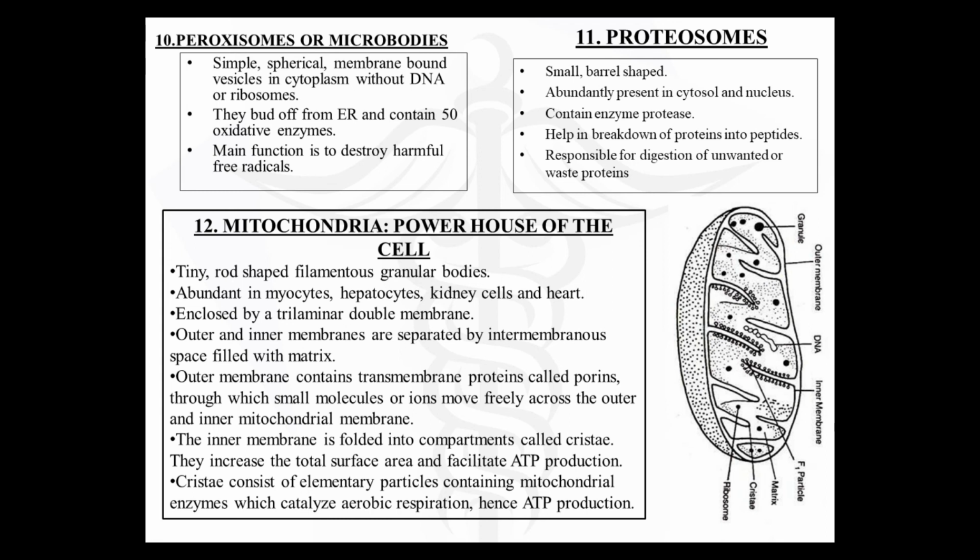Cristae increase the total surface area of the inner membrane and facilitate ATP production. The cristae of the inner membrane consist of several knob-like particles called elementary particles containing mitochondrial enzymes. These enzymes catalyze aerobic respiration reactions which result in ATP production. Since mitochondria contribute to 95% of the cell's energy demand, it is referred to as the powerhouse of the cell.